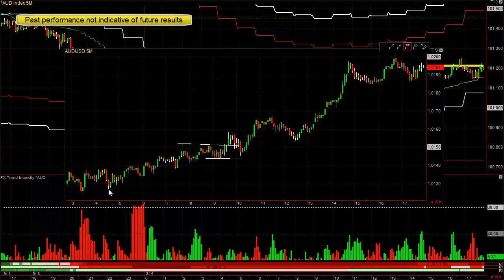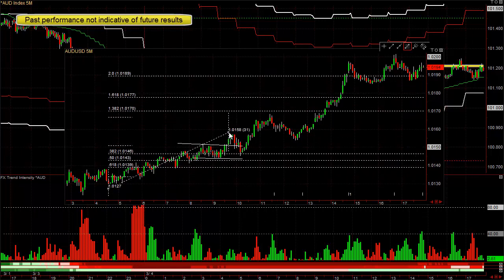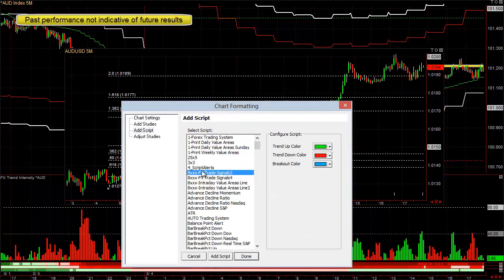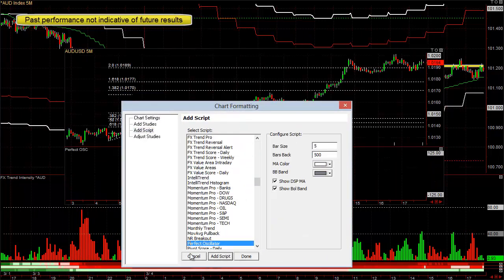You always want to draw your fibs on the last swing, and guess what? Pretty much went right to that level. You get out with a small profit, and again, you can put the Perfect Oscillator on here to really ridiculously time your trades.